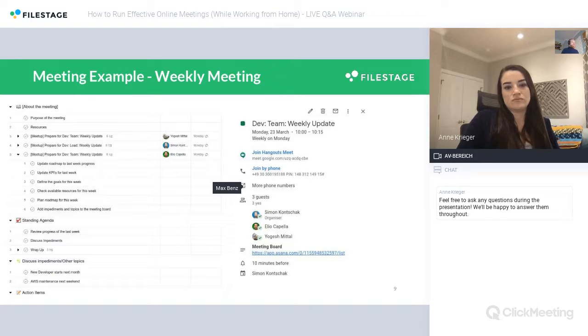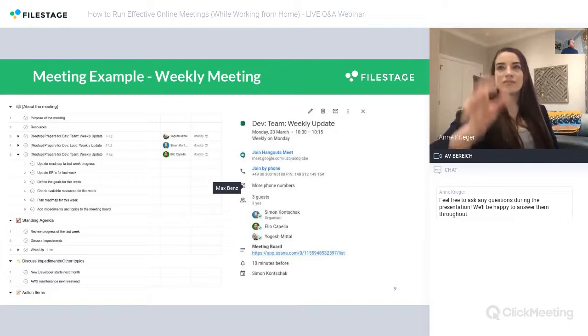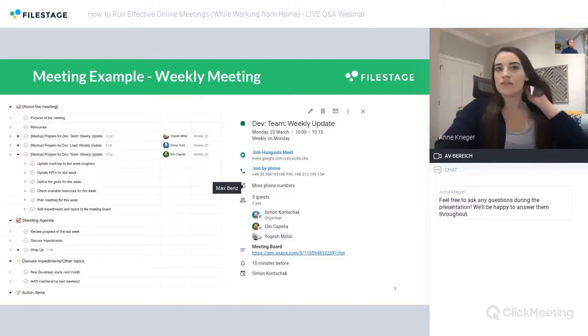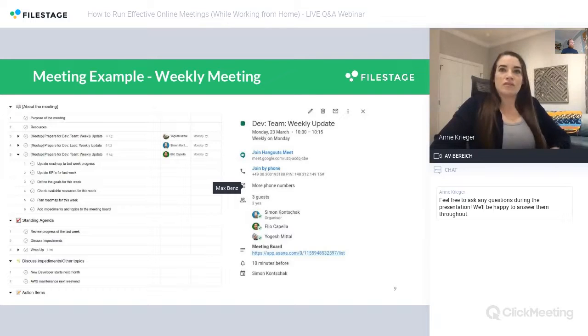Then we have the standing agenda that we are following during the meeting. And then we have this wrap-up section in which we go through our wrap-up questions. And then we have this section about discussing impediments and other topics, so people can freely add questions or topics here. On the right side, we can see the calendar event invitation.